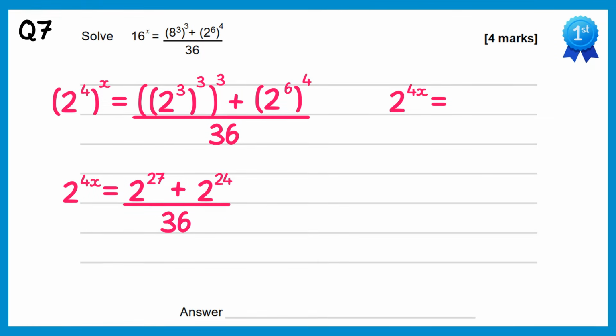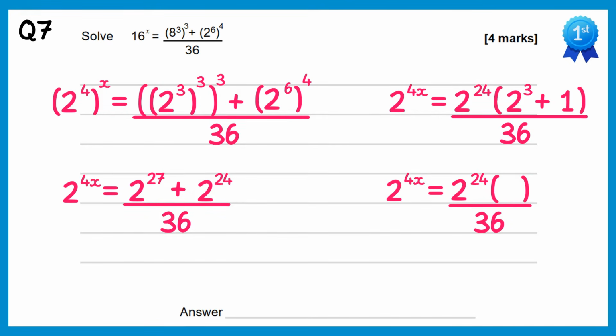We can factorize out 2 to the power 24. Inside this bracket we'd get 2 cubed plus 1, and then this is over 36, and now we'll simplify what's inside the bracket. Inside the bracket we've got 2 cubed add 1, 2 cubed is just 8, so 8 add 1, which is 9. We can now simplify the 9 over 36, that simplifies to 1/4, so we've got 2 to the power 24 on the right, times 1/4, or 2 to the power 24 over 4.